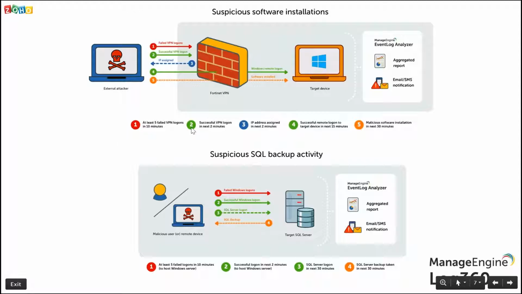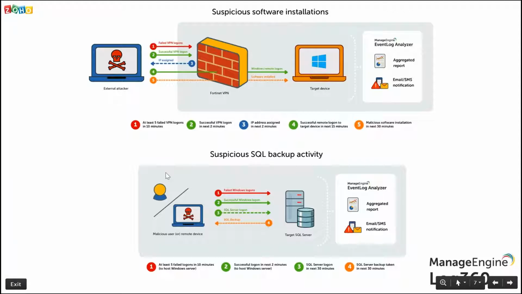So it would occur when they force entry through your organization's VPN, right? So they basically use a brute force mechanism to log on remotely to your network, and then they log on to a target device, and finally they install a particular software. So when this sequence of events happens in quick succession, you can be pretty sure that this is an attack attempt, and this is actually an attacker who's probably trying to install some suspicious software within your network.